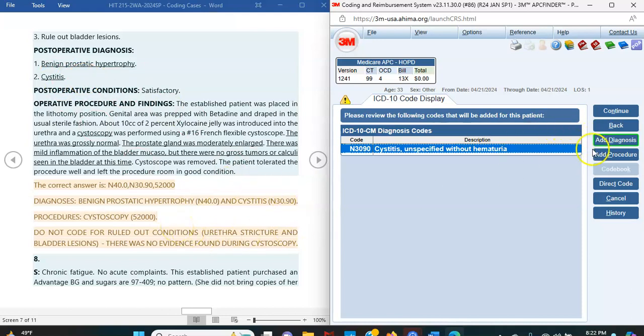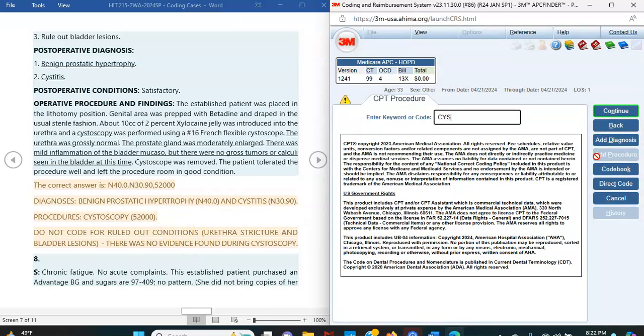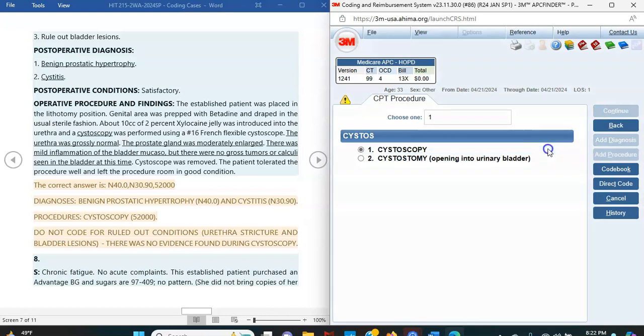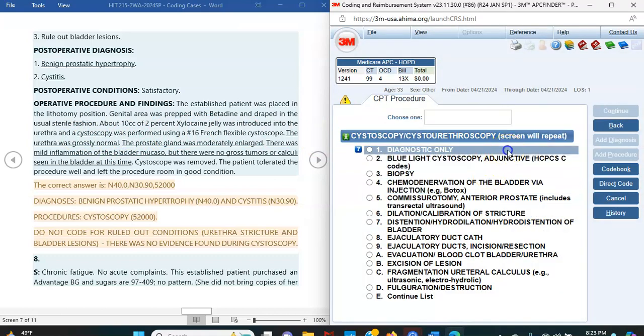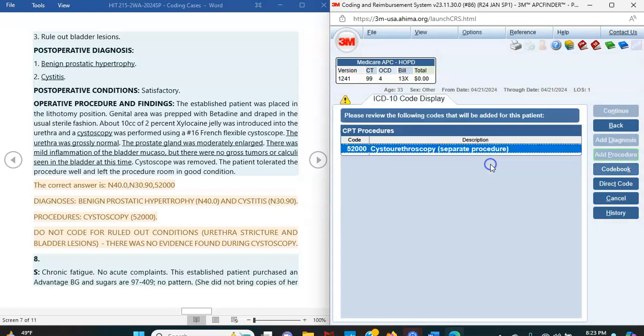Okay, so our procedure is going to be cystoscopy, and it says through the urethra, so transurethral, diagnostic only, other unspecified, and then that gives us our code, the 52000. And like I said, do not code for the ruled out conditions. There was no evidence found during the cystoscopy.